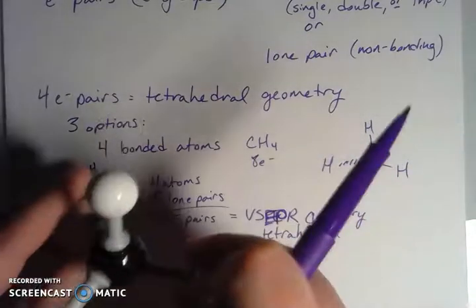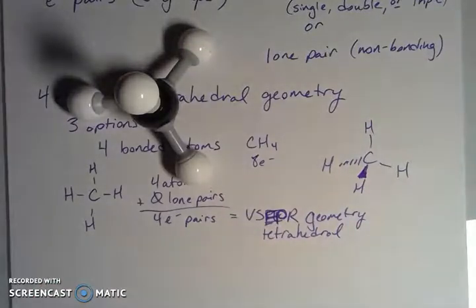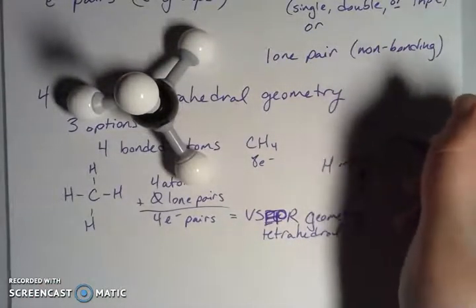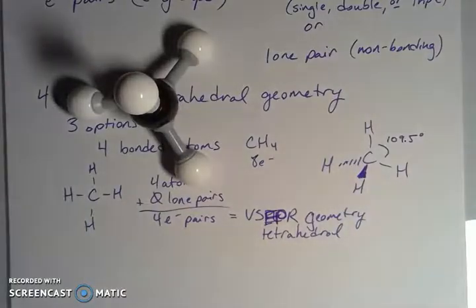Okay, so there's my tetrahedron. My angles on this thing, they're all the same. They're 109.5 degrees. And because we're talking about geometry, sometimes it's kind of hard to see how this and this are related to each other.